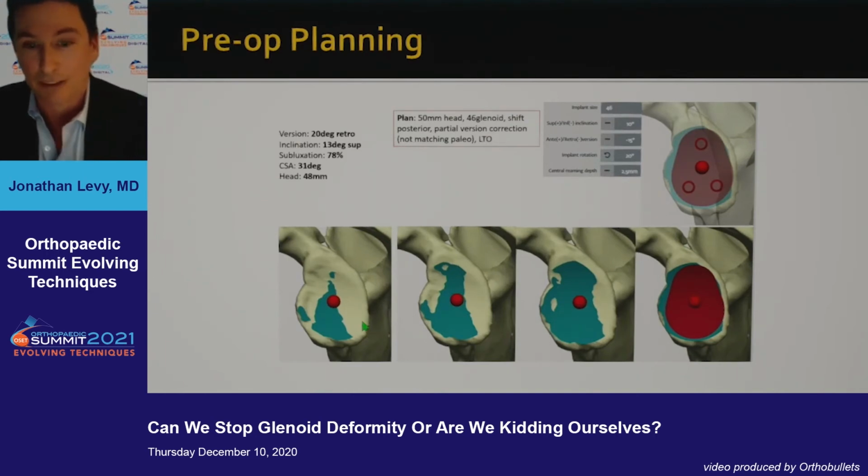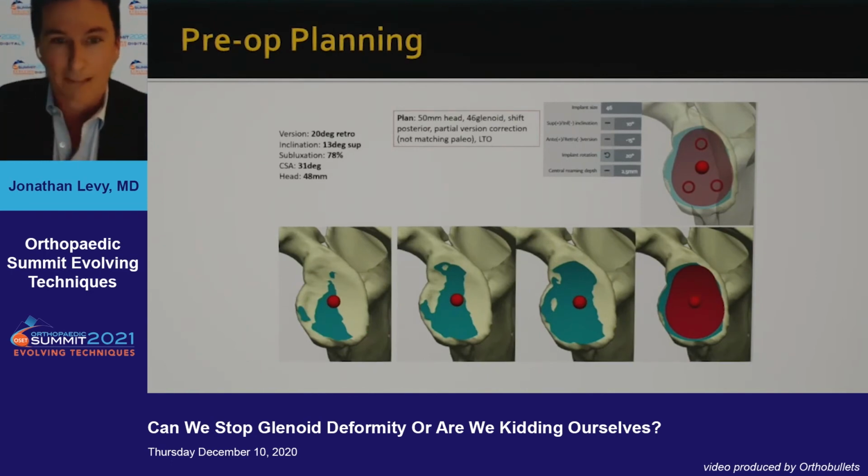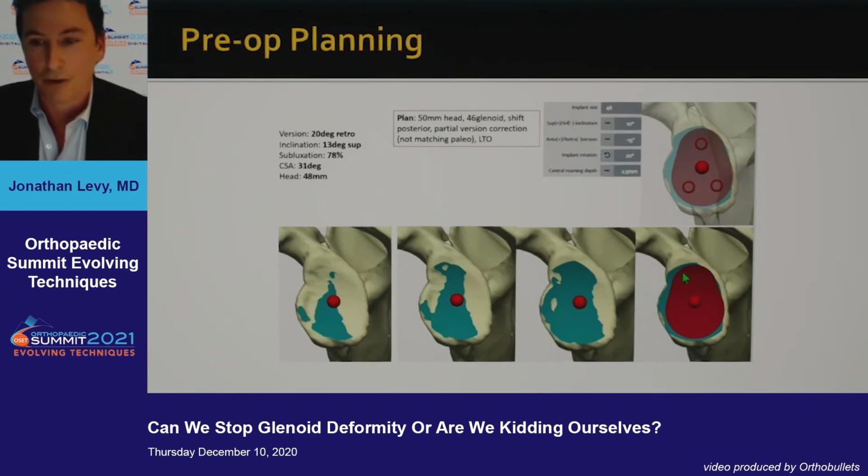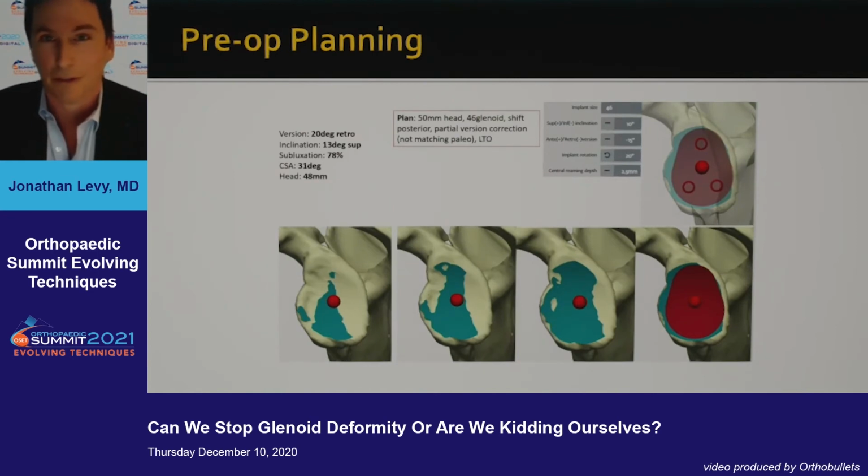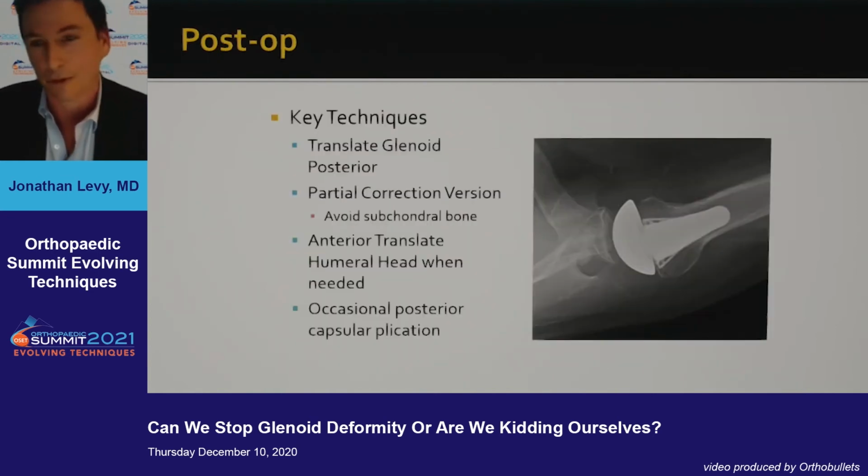I actually take screenshots of the virtual software so I can make sure that as I'm reaming, I am replicating the reamed pattern that I would expect from the virtual plan. And then when I put my component in, I do translate it a little bit more posteriorly because that's where the muscle memory of the joint is going to want to bring that glenohumeral joint.